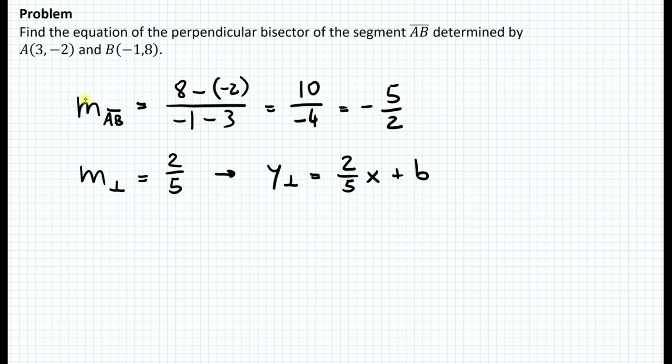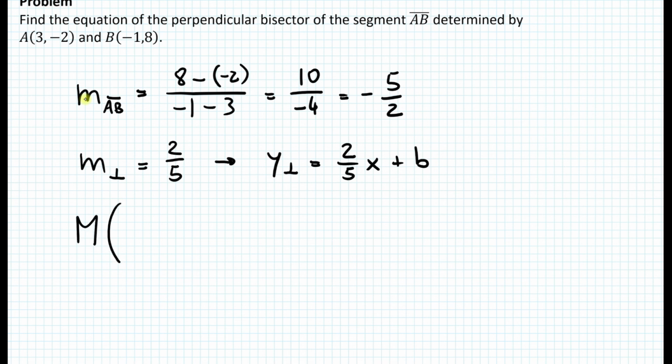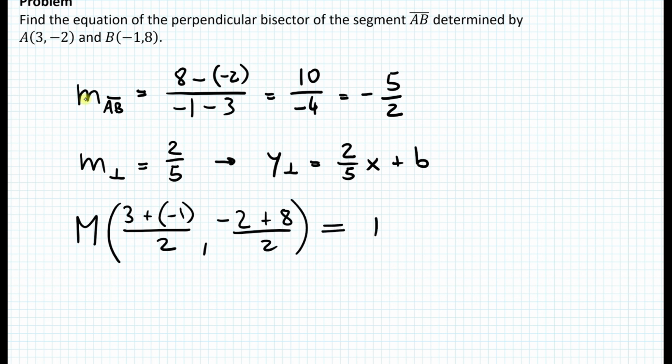So how do we find the b value? Well, we need to find the midpoint first because this equation here goes through the midpoint M, okay? So the midpoint between A and B is going to be the average of the x values. So it's going to be (3 plus -1) over 2, and the average of the y values, which is (-2 plus 8) over 2, okay? Which is going to give us a midpoint of what? So let's do the math here. So 3 minus 1 is 2, okay? So divided by 2 is 1. And then we have here 6 over 2, which is 3.